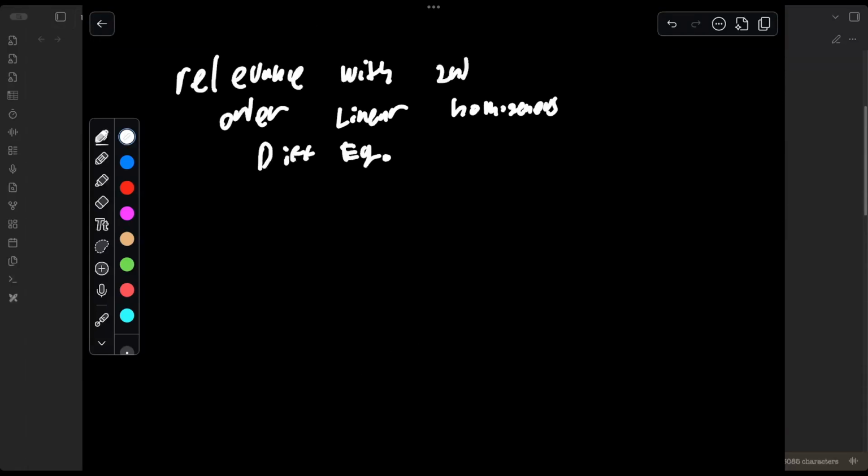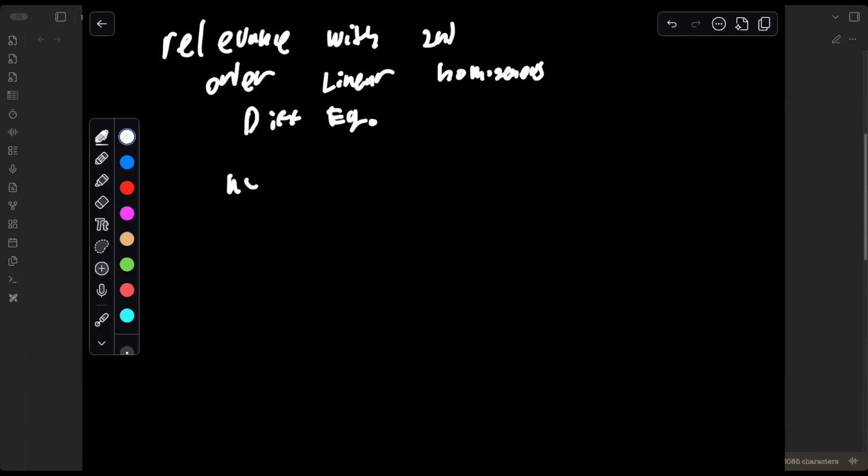So now we're going to focus on the second component, on how it's relevant to second order linear homogeneous differential equations. The general form for all second order homogeneous equations is essentially ay double prime plus by prime plus cy is equal to 0.